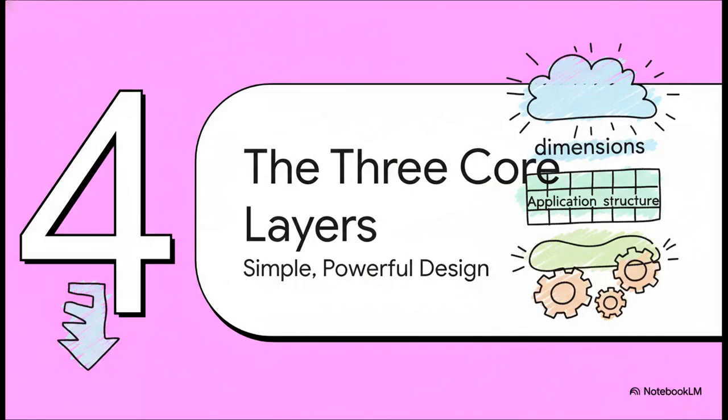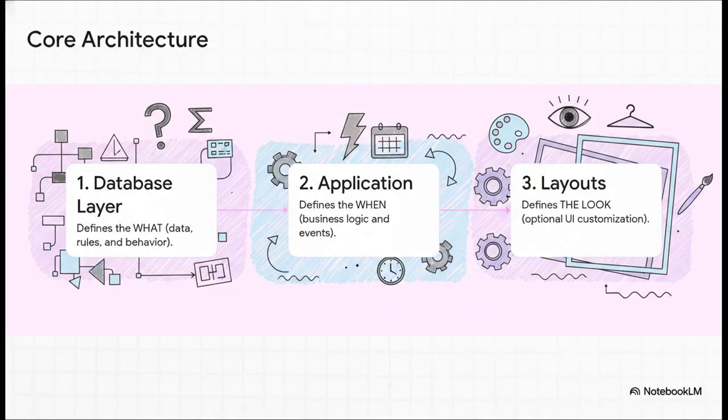Okay, so with this idea of dimensions in our back pocket, we can now zoom out a little and see how an entire application is structured. And you'll see it's actually beautifully simple, built on just 3 core layers. The whole architecture really boils down to this clean separation of concerns. First, you have the database layer. This is where you define what your data is and how it behaves using all those dimensions we just talked about.